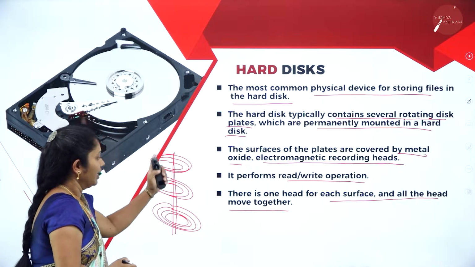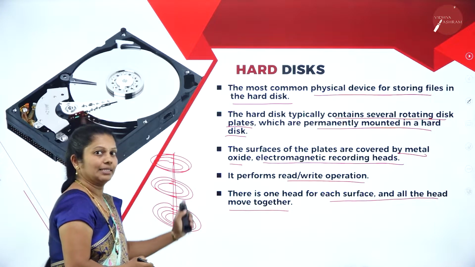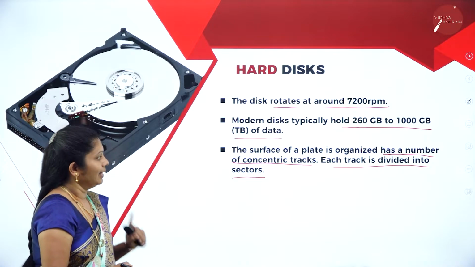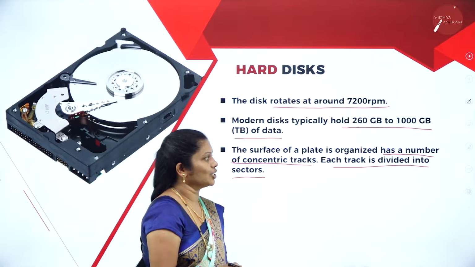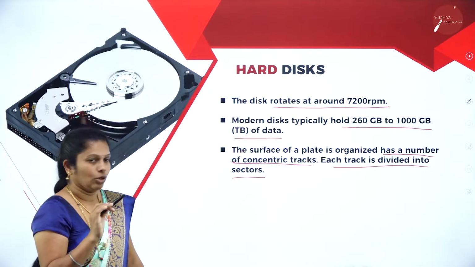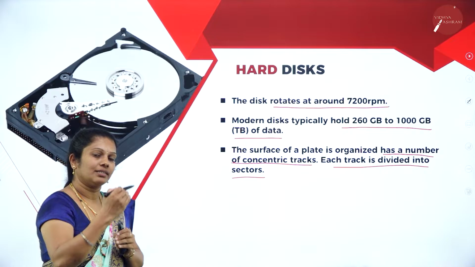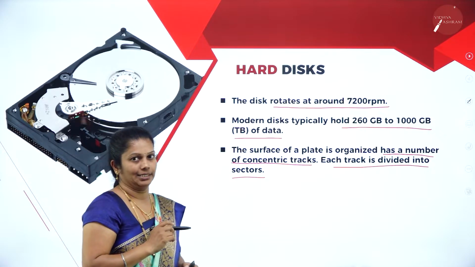If you observe here, it contains several plates, that is, disks. Each disk has tracks as well as sectors. In the same way, the surface of the plate is organized as a number of concentric tracks. This one can be called a track, and the tracks are once again divided into sectors.